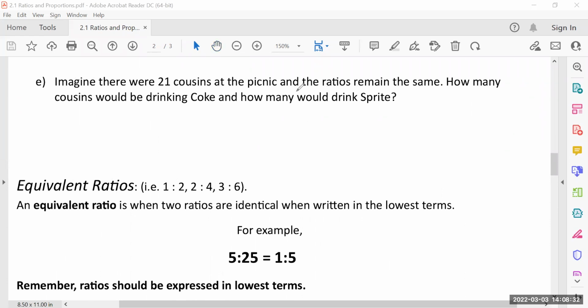Imagine there were 21 cousins at a picnic. The ratios remain the same. So what's the ratio? Coke to total, it was 3 to 7. Oh, sorry, it was 6 over 14, which is 3 over 7. And for Sprite to total, it was 4 over 7. How many cousins would be drinking Coke and how many would be drinking Sprite if I had 21 cousins?